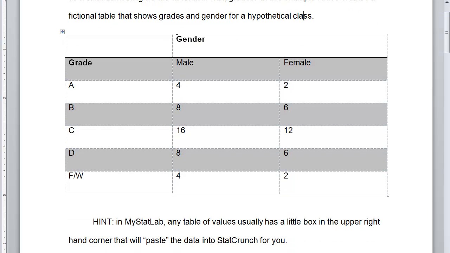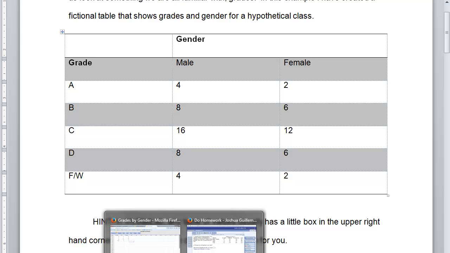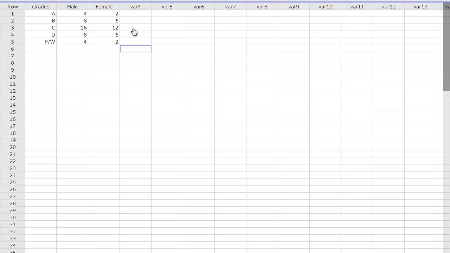Okay. So here we have gender and grade. All right, so those are the two categories, and then the variables for grade are A, B, C, D, and FW. And then for the gender category, we have the variables male and female. All right, and then just some counts in here. And what I did was I actually went ahead and put those in StatCrunch, so you can see that here, the grades male, female, and the A, B, C, D, FW with the counts.